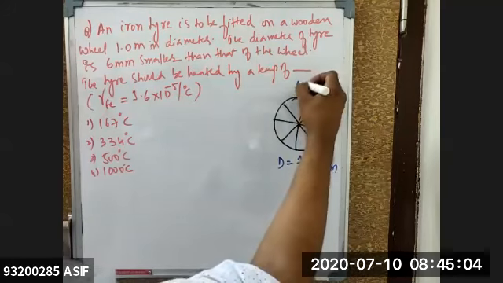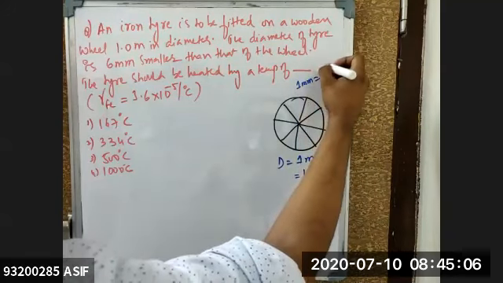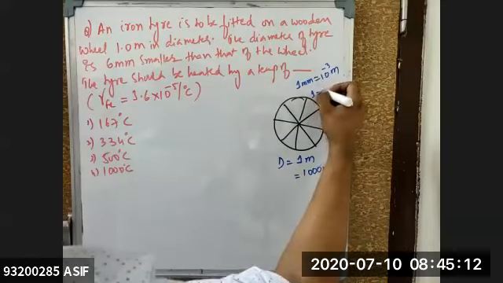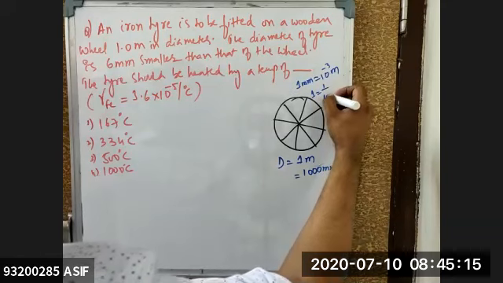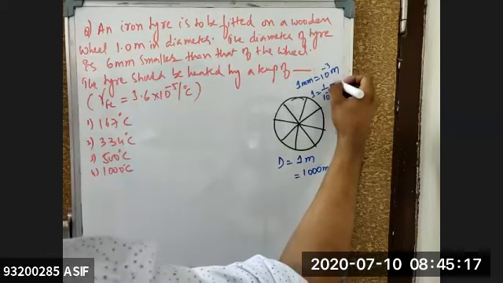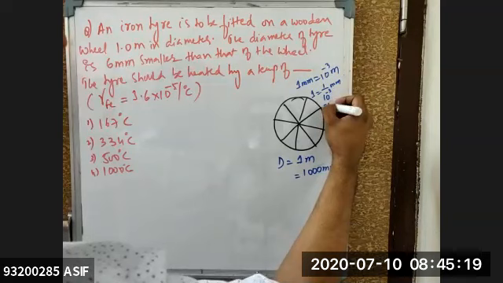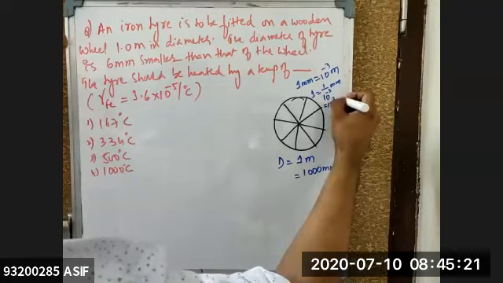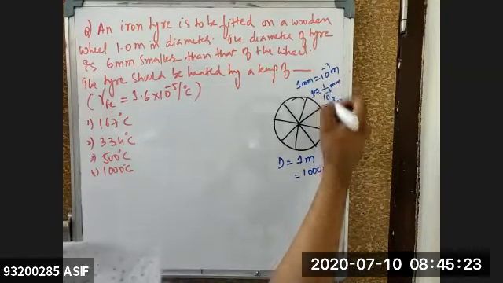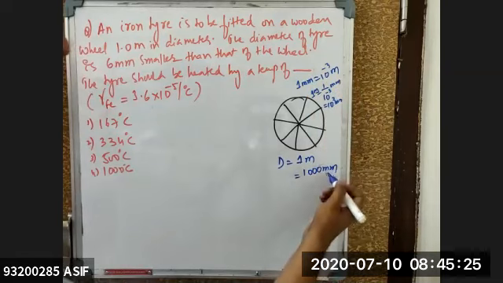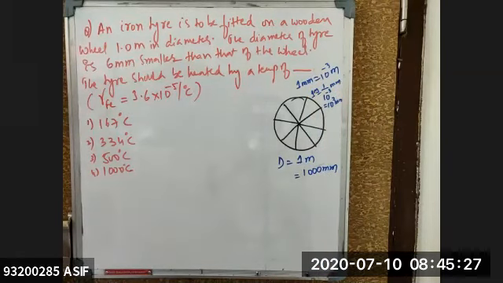How did you convert this one, beta? 1 mm is equal to 10 to the power of -3 meters. That means 1 meter will be equal to how much for me? 1 meter is equal to 1 by 10 to the power of -3 mm. If it goes up, that will become how much for me? 10 to the power of 3 mm. So 1 meter is equal to 10 to the power of 3 mm, that is 1000 mm.